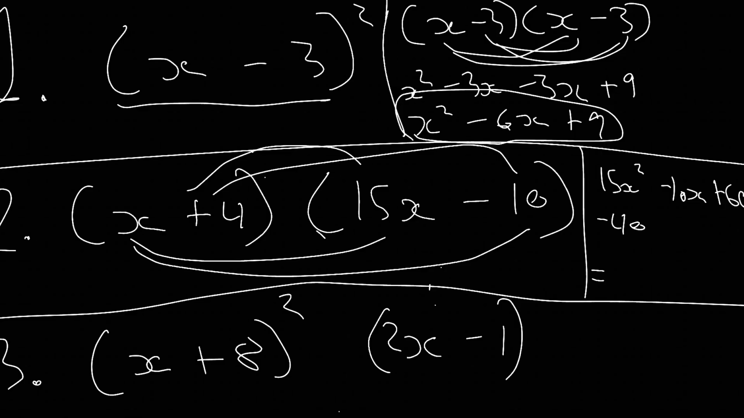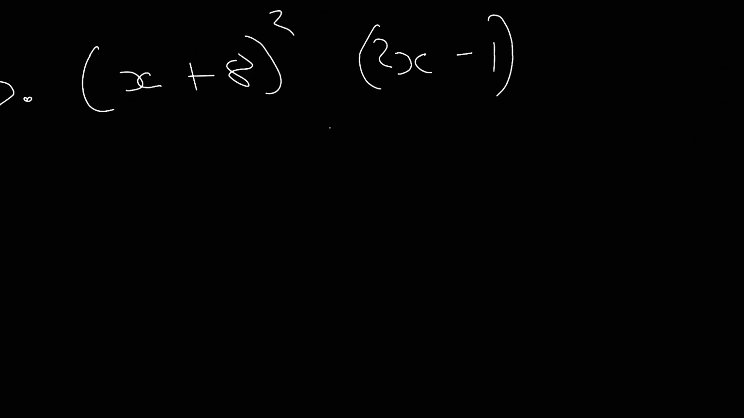So when we collect like terms, I have 15x squared minus 10x plus 60x gives me plus 50x, and then the minus 40, and that is my final answer. Now for question 3, I can obviously see that I have a triple bracket since this x plus 8 squared makes a double bracket, and then I have this 2x minus 1. So again, do it in order. Do it in double brackets order. Don't just try to multiply them all at once because it will pile up heavily and it will be pretty hard to do. So x plus 8, let's just take it step by step.